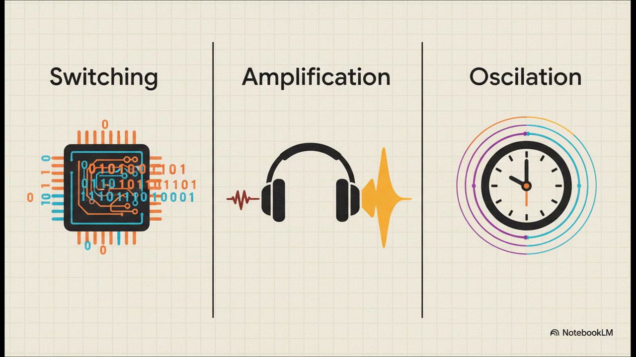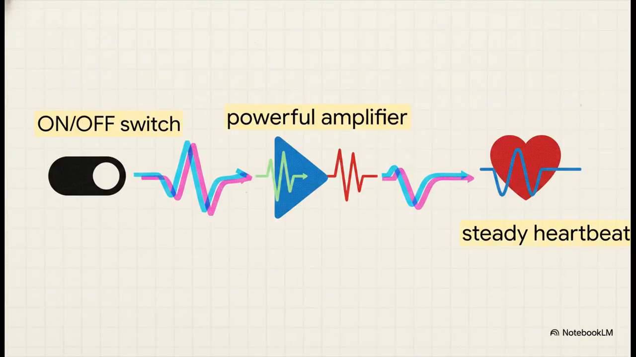Switching, those billions of transistors flipping on and off, that's the raw logic inside your phone's processor. Amplification, that's what takes the faint signal from a Wi-Fi antenna and makes it strong enough for your laptop to use. And oscillation, that's the clock, the steady, rhythmic metronome that synchronizes every single operation inside almost every digital device you own.